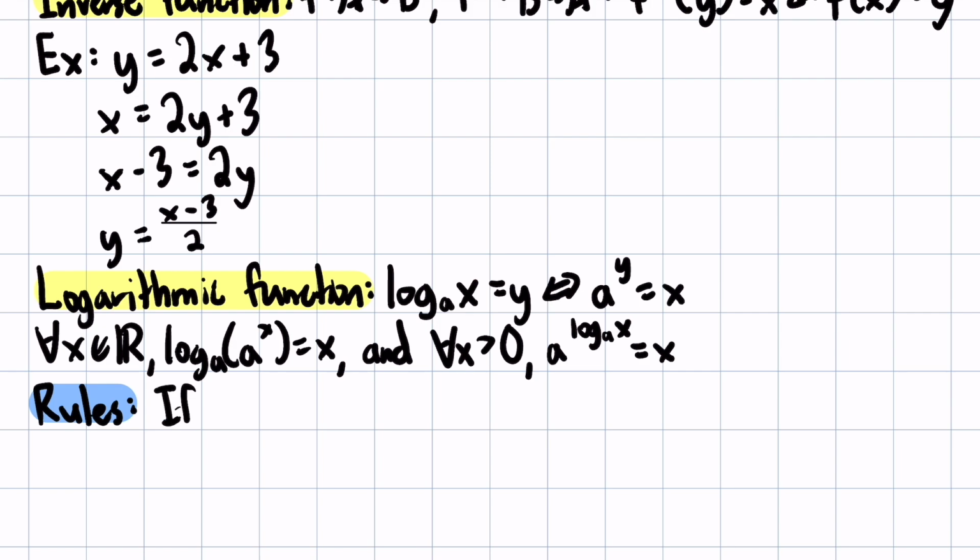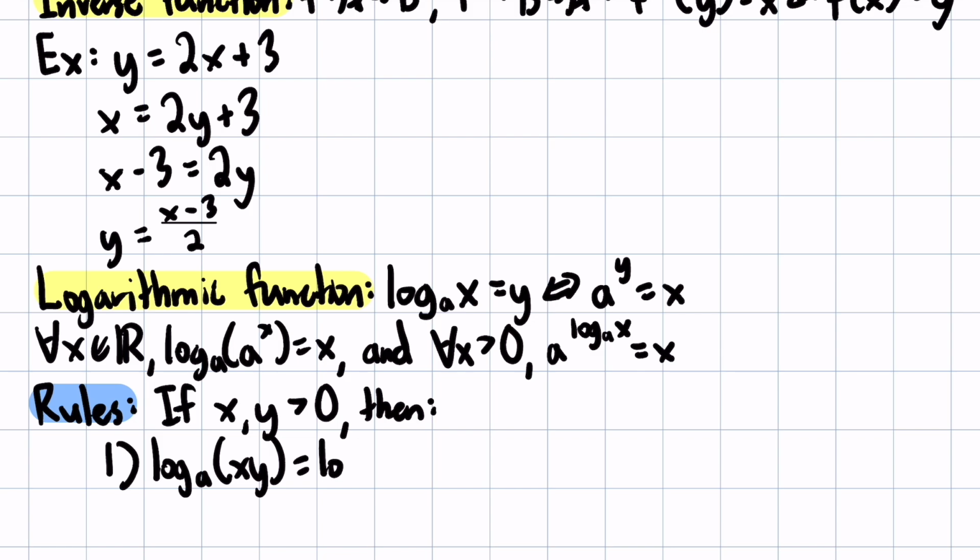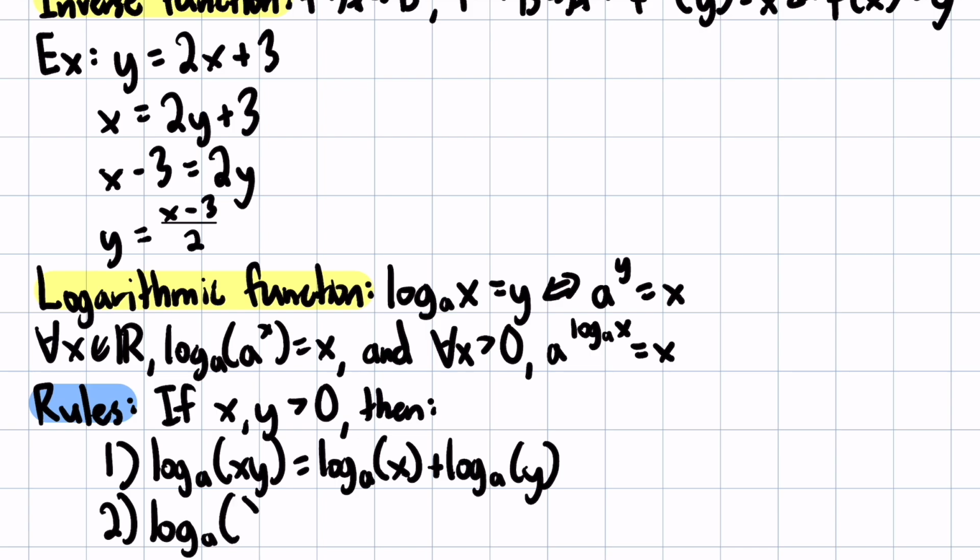So some rules. X and y are positive. Then we have log base a of xy equals log base a of x plus log base a of y. That's our first rule. Our second rule has to do with division and subtraction. So basically these rules are kind of the opposite of the rules that we had with exponential functions, which makes sense because inverses undo each other.